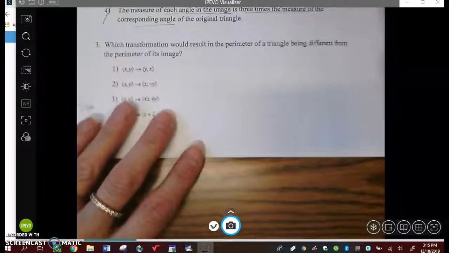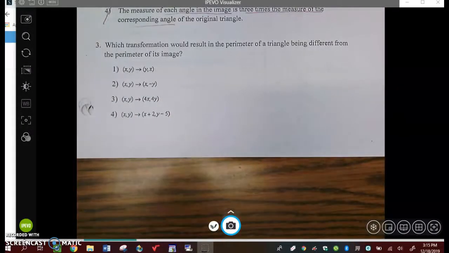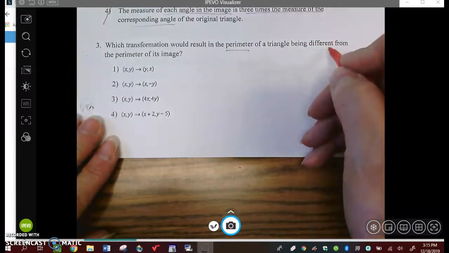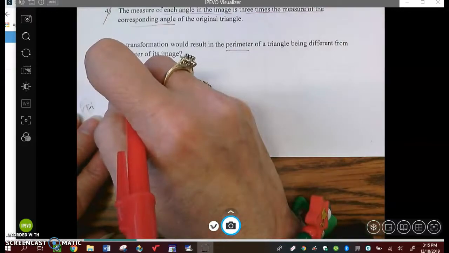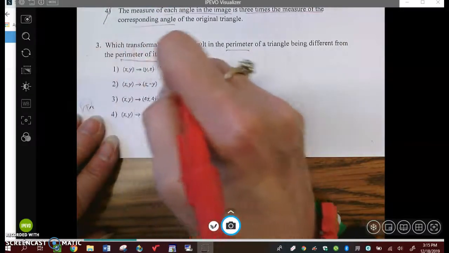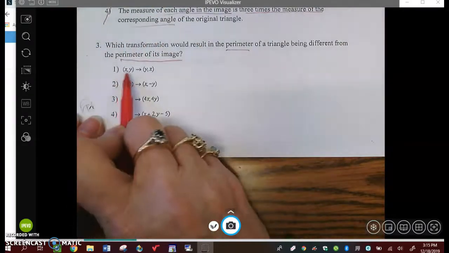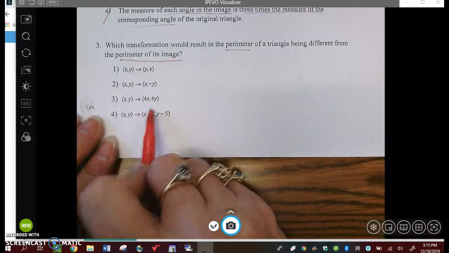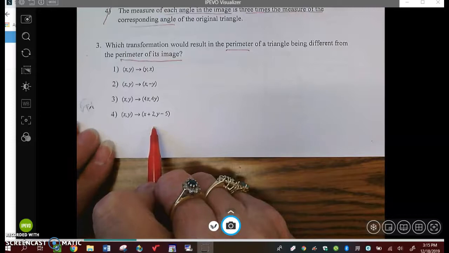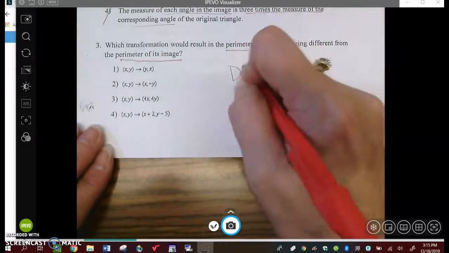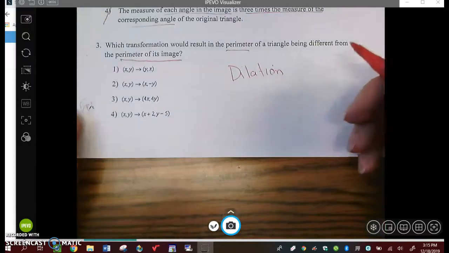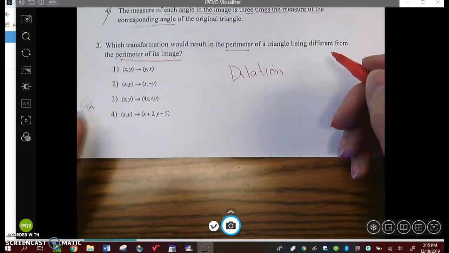So number 3, which transformation would result in the perimeter of a triangle being different from the perimeter of its image? So if you look at these 4 choices, we want different perimeters. I'm hoping you realize that a dilation is the only one that's going to change the size of a triangle.